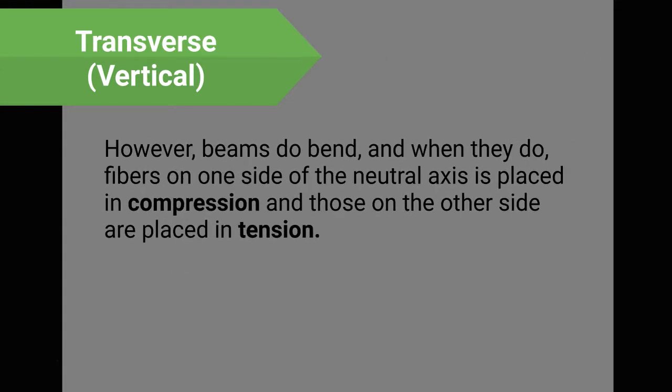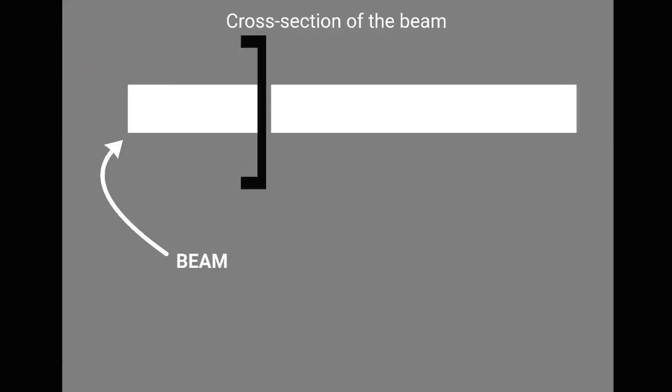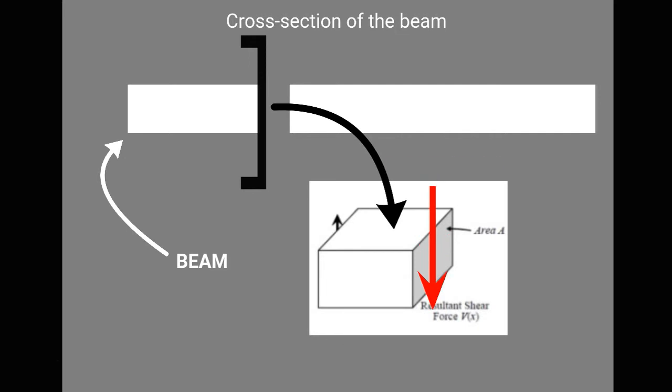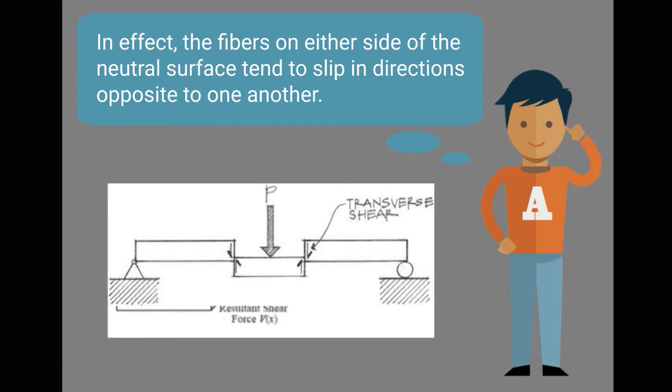However, beams do bend, and when they do, fibers on one side of the neutral axis are placed in compression and those on the other side are placed in tension. In effect, the fibers on either side of the neutral surface tend to slip in directions opposite to one another.